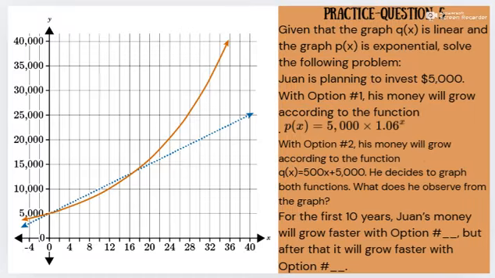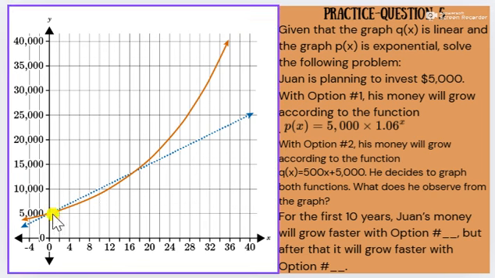Juan is planning to invest $5,000. With option 1, his money will grow according to the function, oh, option 1, okay, option 1 is the curve, 5,000 times 1.06 raised to the power of x. With option 2, his money will grow according to the function q of x is equal to 500x plus 5,000. He decides to graph both functions. What does he observe from the graph?